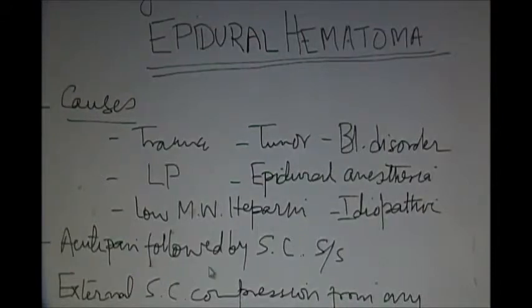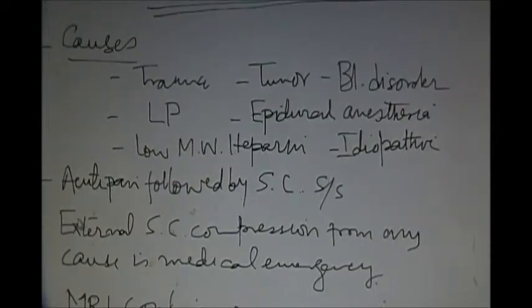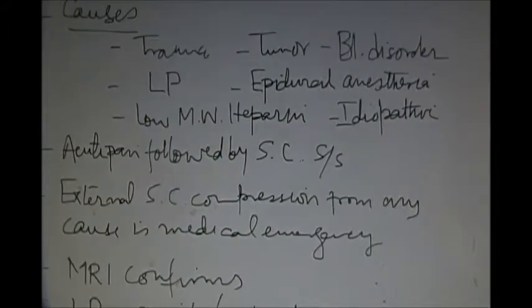The epidural hematoma of the spinal cord. The causes of epidural hematoma are trauma, tumor, blood disorders, lumbar puncture, epidural anesthesia, low molecular weight heparin, and it may also be idiopathic. There is an acute pain followed by spinal cord signs and symptoms, the involvement of spinal cord. The external spinal cord compression from any cause is a medical emergency. The diagnosis is confirmed by MRI. It confirms the epidural hematoma. The lumbar puncture is avoided in blood disorders.